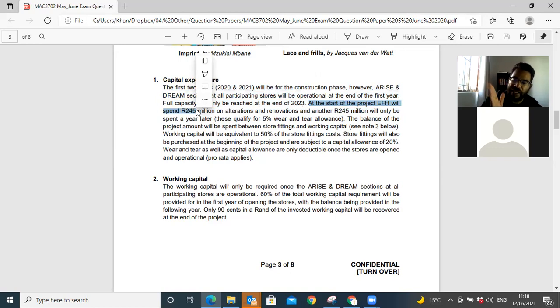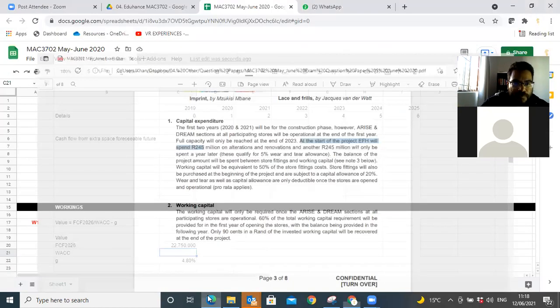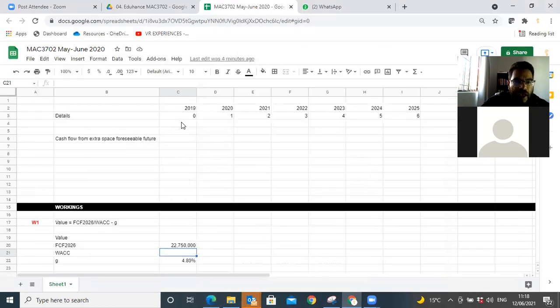Now, like we said, each column represents a year. The 2020 column represents the end of 2020. The 2021 column represents the end of 2021. So if cash flows happen at the beginning of 2020, where do we need to put it? We can't put it into 2020. We'll have to put it into 2019. So the first cash flow of 245 will happen over here.